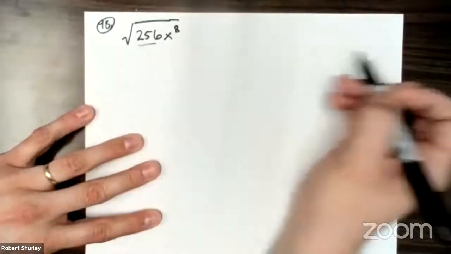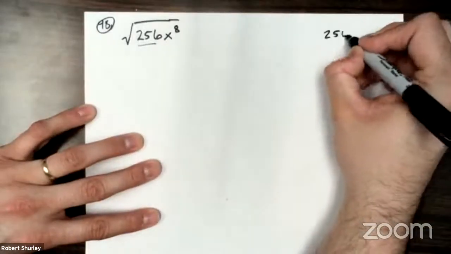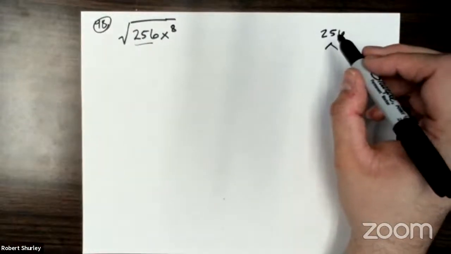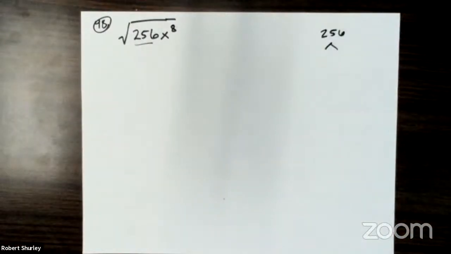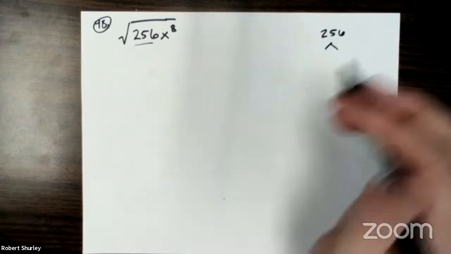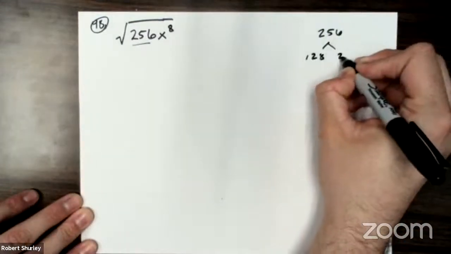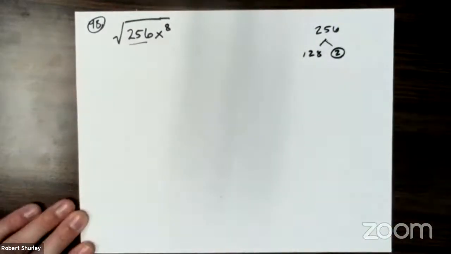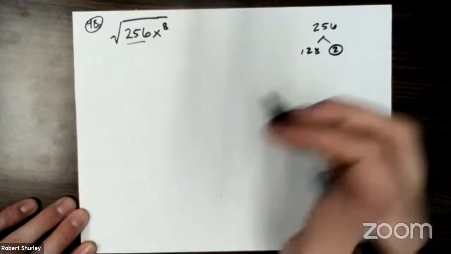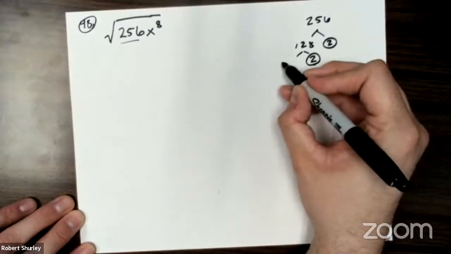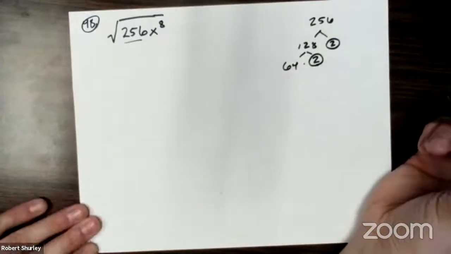So I'm going to first write out this 256. I know it's even, so I'm going to divide it by 2. I'll take out my calculator and divide 256 by 2. Oh, 128. I'm going to circle that 2 because I know it's prime. 128 is divisible by 2, right? We're about to get a whole bunch of 2s. So it would be 64 times 2.